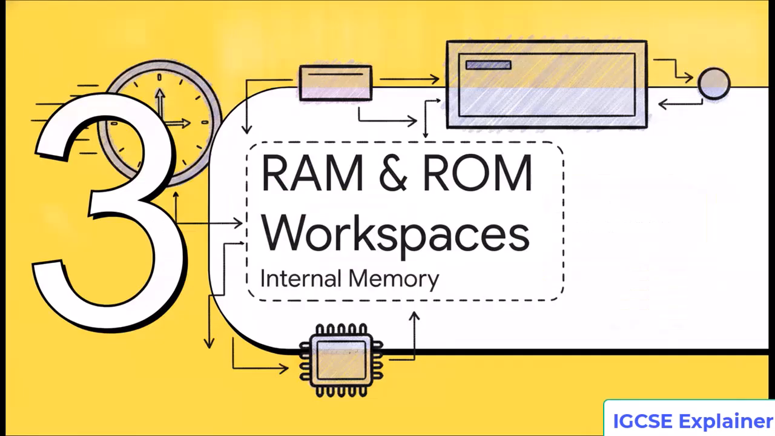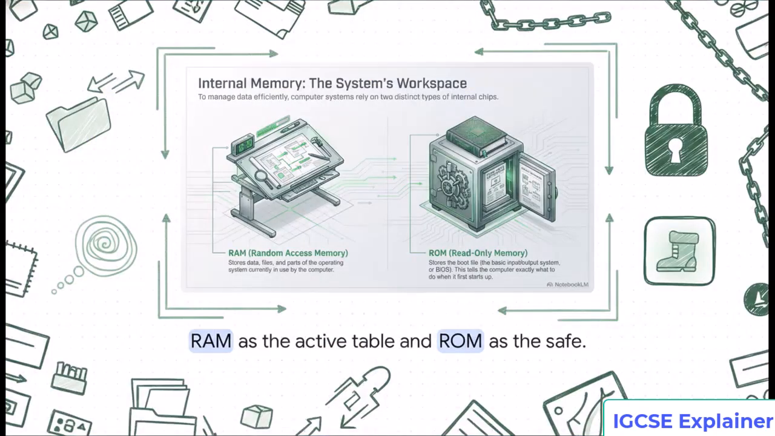Section 3. RAM and ROM workspaces, internal memory. Let's take a breath and step away from that high-speed processor for a second. Computer systems rely on 2 very distinct types of internal memory chips to manage data efficiently. The first is RAM. You can think of RAM as your active drafting table. It's where the computer places data, files, and parts of the operating system that it's actively using right this exact second. The second is ROM.